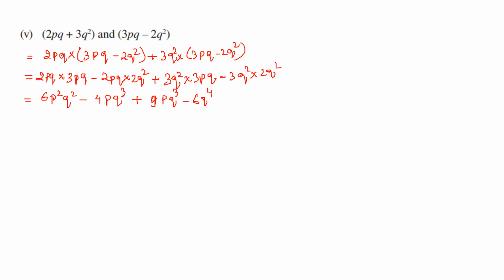So it will be 6p square q square minus 4 plus 9. So this will give me plus 5pq cube minus 6q to the power 4. So this is the fifth answer. Now moving to the next question.